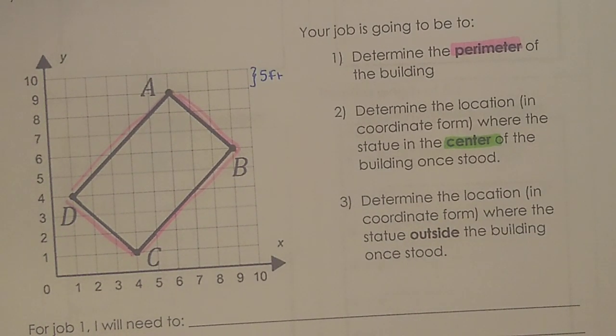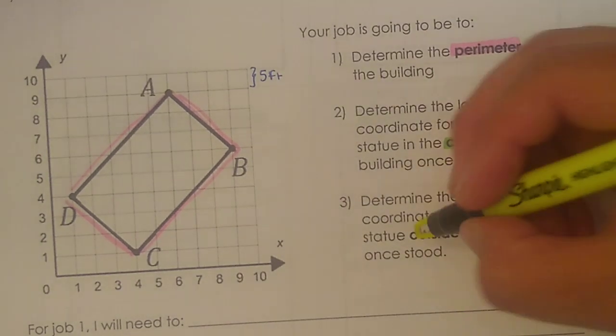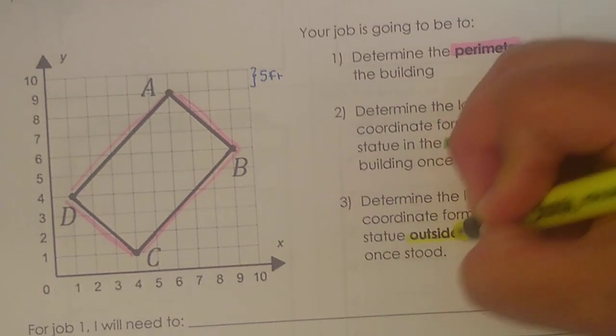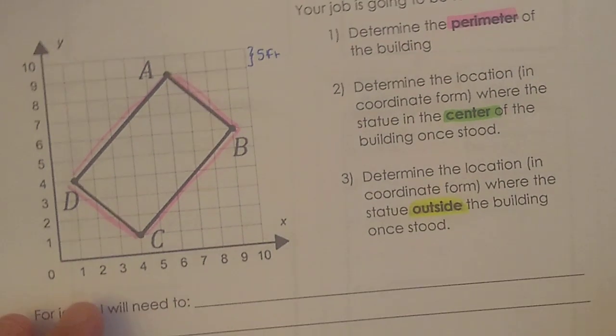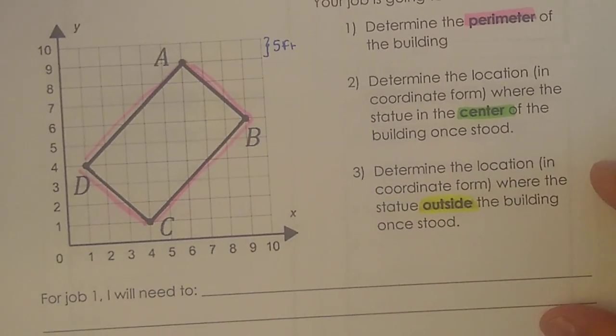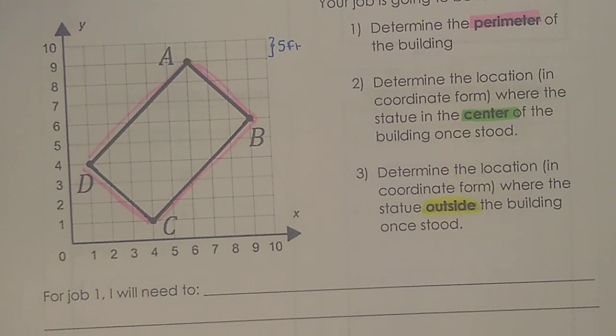And finally, I need to determine the location in coordinate form where the statue stood that was outside the building. I'm going to have to figure out where that stood exactly, because I'm doing an archaeological dig. I need the exact coordinates to help me figure out where I need to possibly look for the statue and what I need to do.